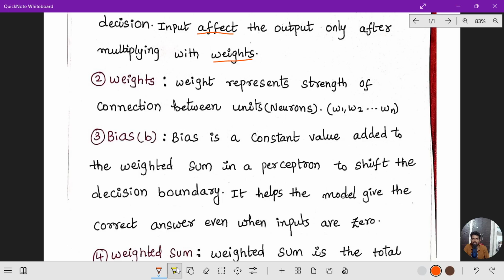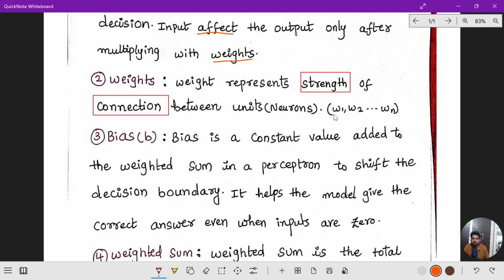So please note down all of you, one of the most important questions. So here, what is the meaning of weight? Weight represents the strength of connection between the units. So it defines the connection between the units. Okay, so we can represent weights by W1, W2, so on up to Wn.